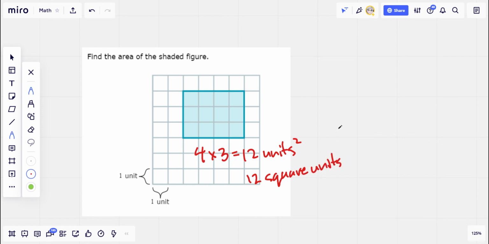And that is how to figure out the area of a rectangle.